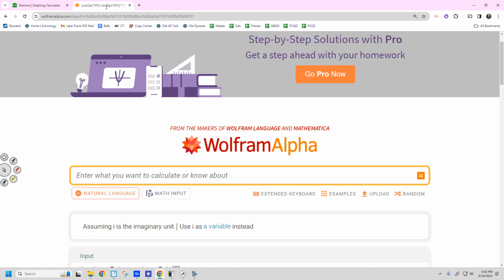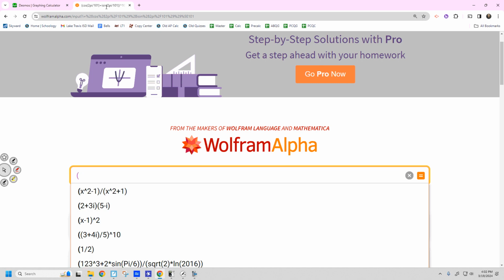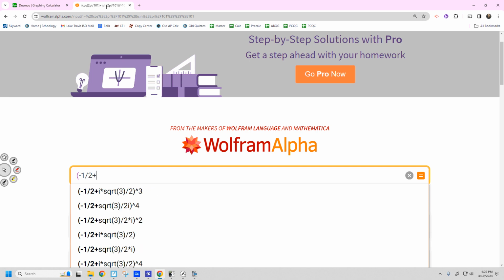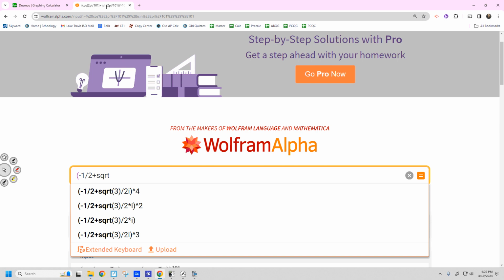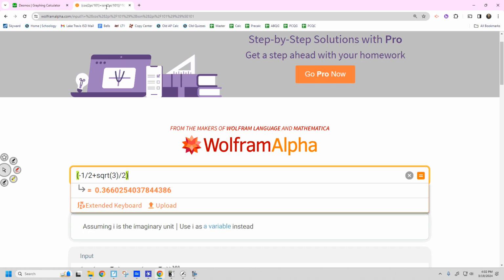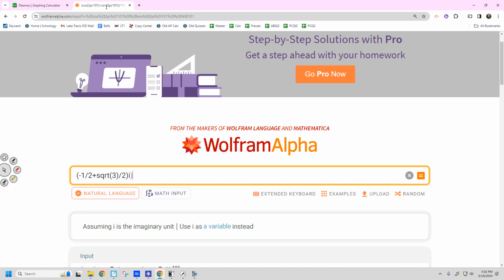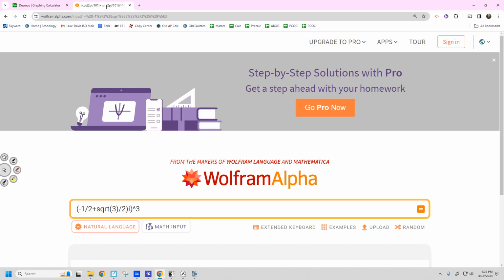2 pi over 5, 4 pi over 5, 6 pi over 5, 8 pi over 5, 10 pi over 5. Now, guys, let me just show you what we learned. Going back to negative 1/2 plus the square root of 3 over 2 i, cubed. I'm telling you that if I take negative half plus the square root of 3 over 2 i and cube it, I'm going to get 1.